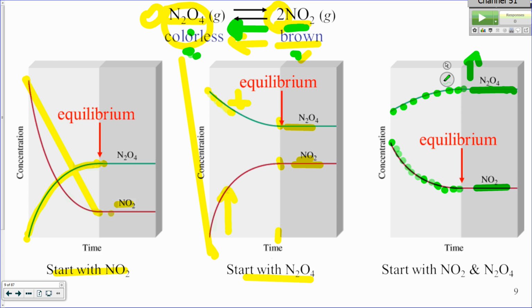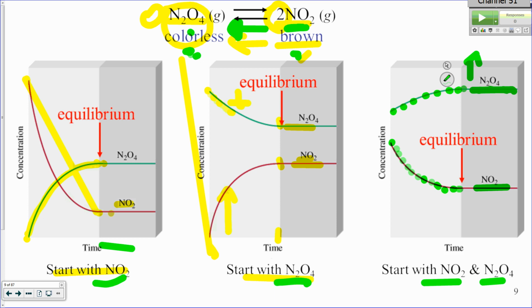Now, all of these things, it doesn't matter what you start with, whether you start with a mixture, whether you start with the reactants or start with the products, given time, the reaction is going to reach an equilibrium, a point where the reactants and the products don't change in concentrations.